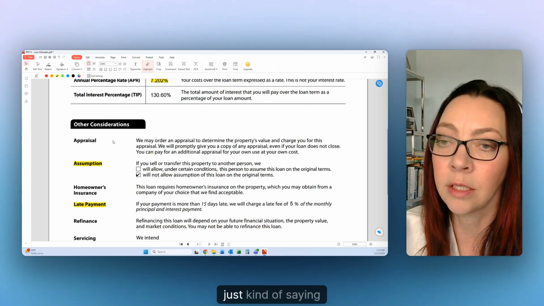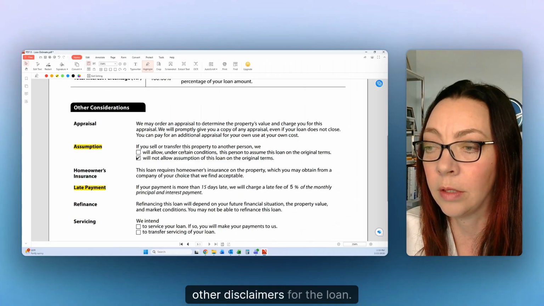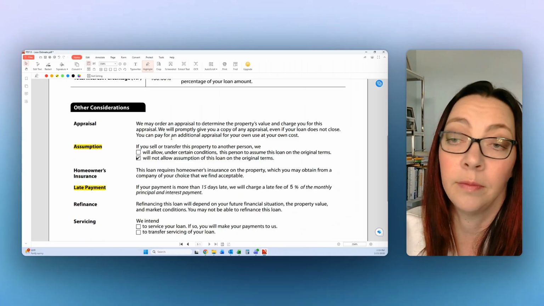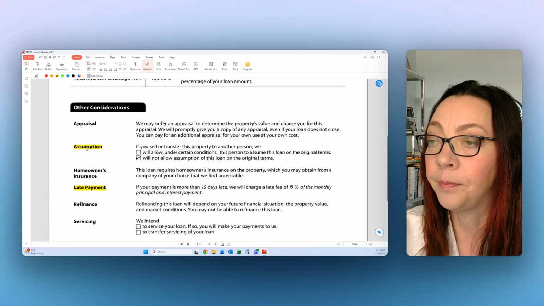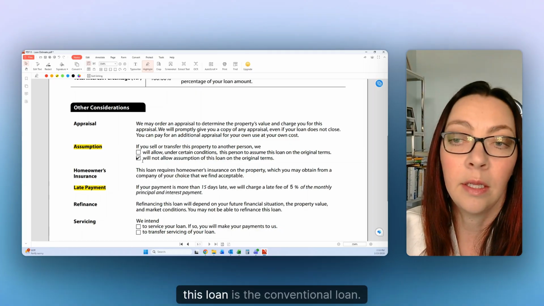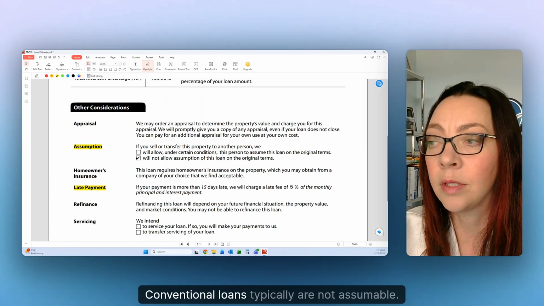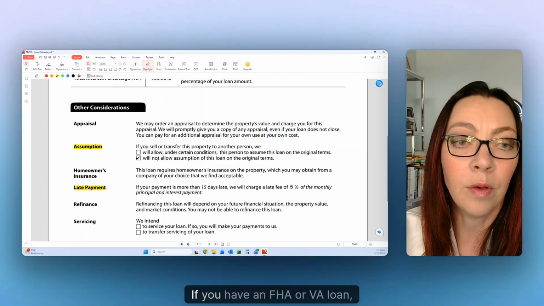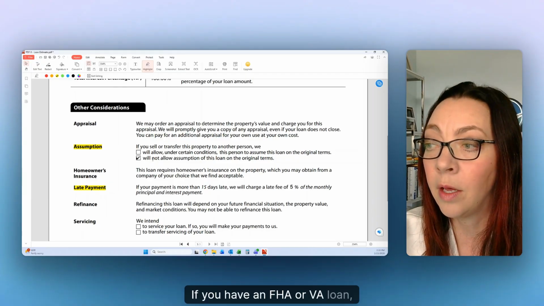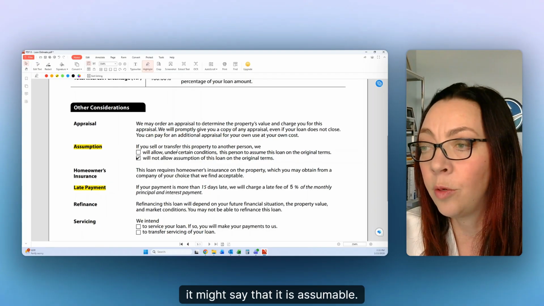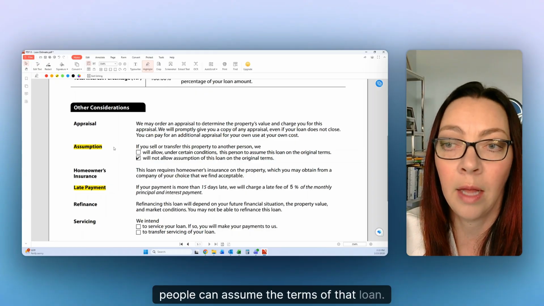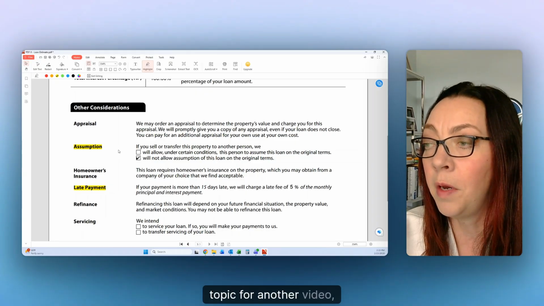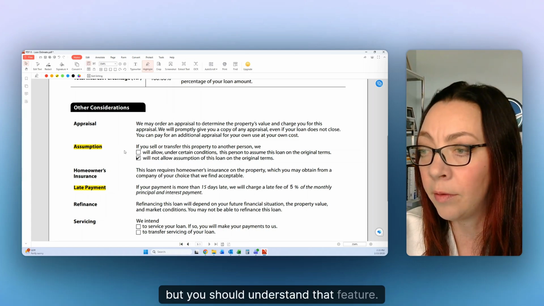Other considerations, just kind of saying other disclaimers for the loan. You'll get several other disclosures that go over all of this, but a couple things. Assumption: this loan is a conventional loan. Conventional loans typically are not assumable. If you have an FHA or VA loan, it might say that it is assumable. What that means is people can assume the terms of that loan. Again, topic for another video, but you should understand that feature.